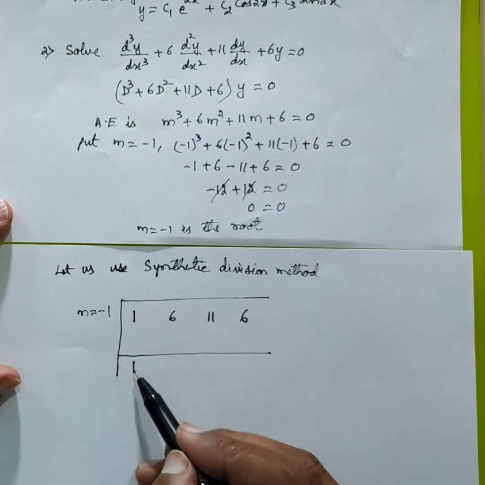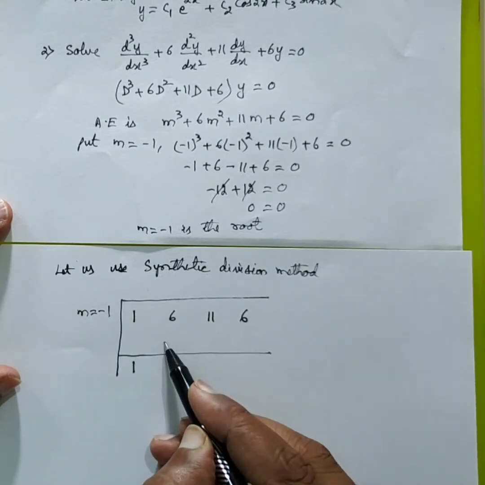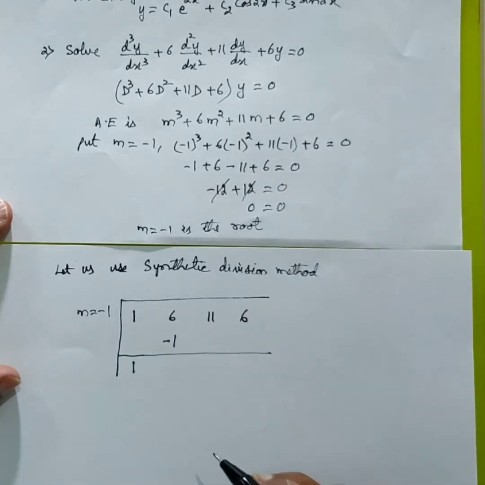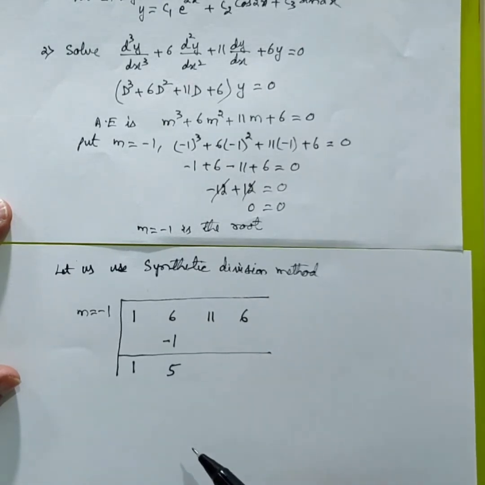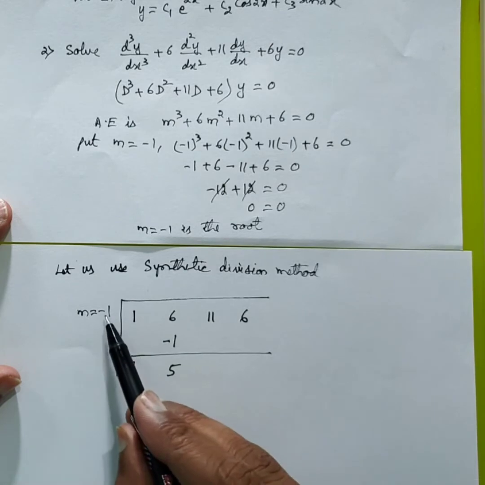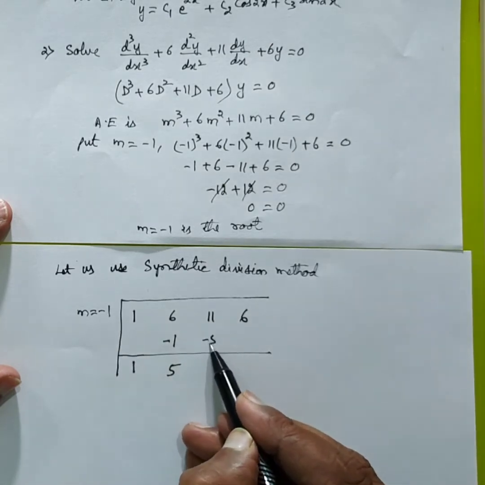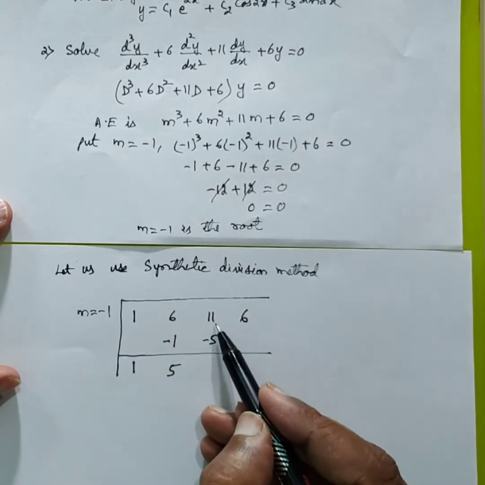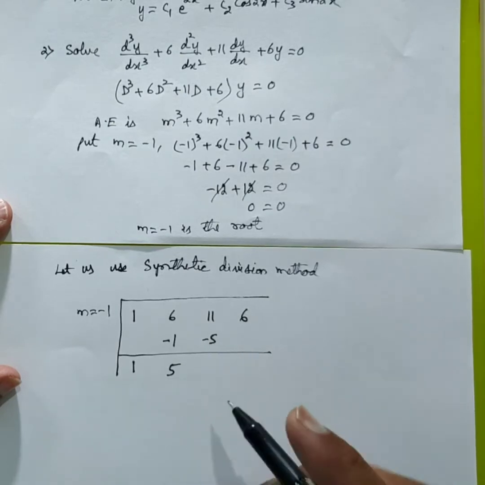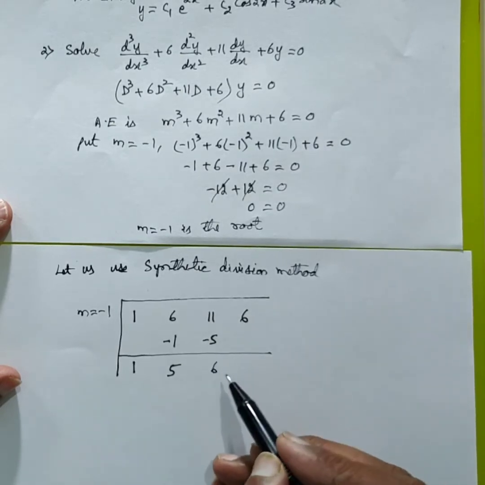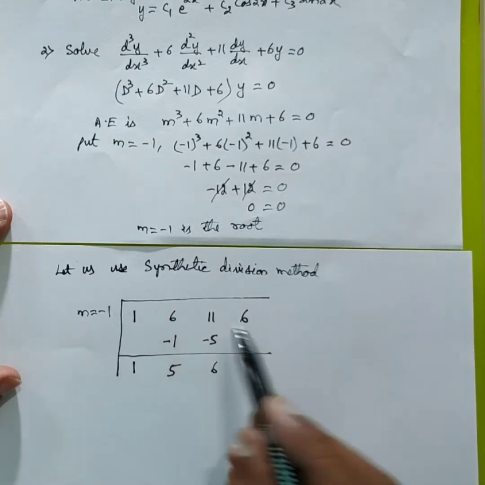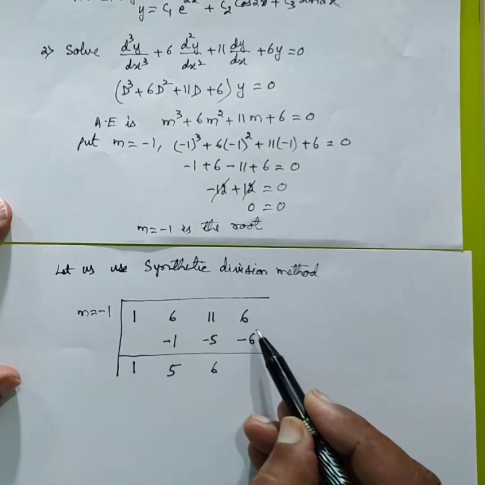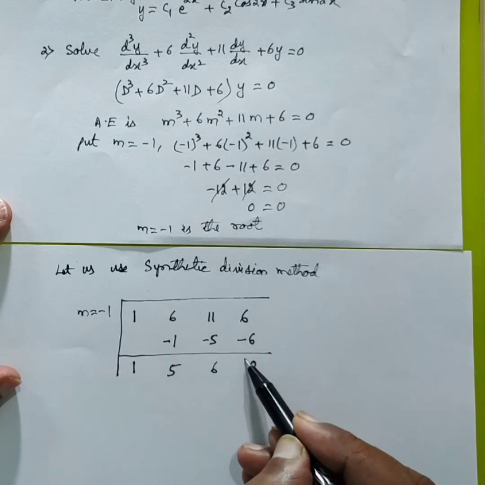Now multiply this 1 with -1, that will be -1. So write it down here. Then 6 minus 1 will become 5. Then multiply this 5 with -1, you will be getting -5. And 11 minus 5 will be 6. Then multiply this 6 with -1, so 6 times -1 will be -6. So 6 minus 6 will become 0.